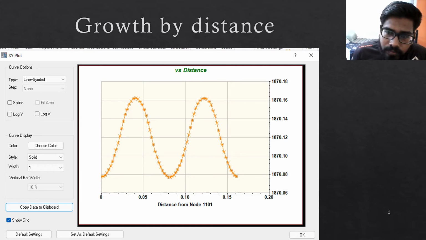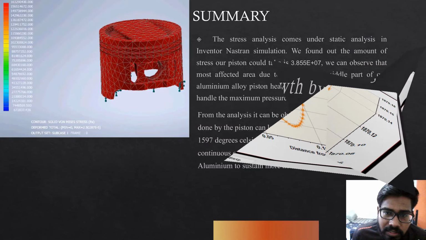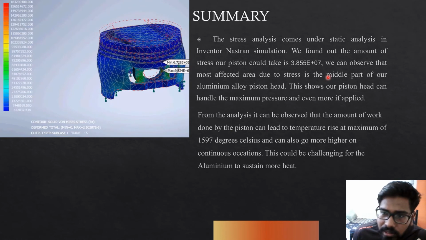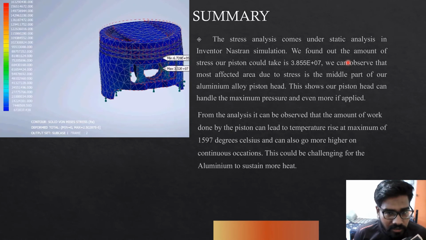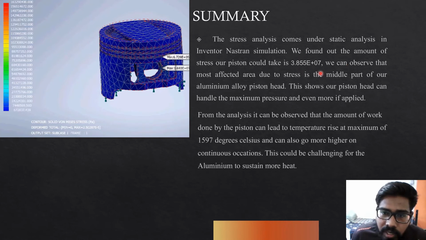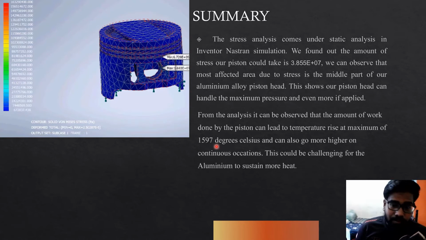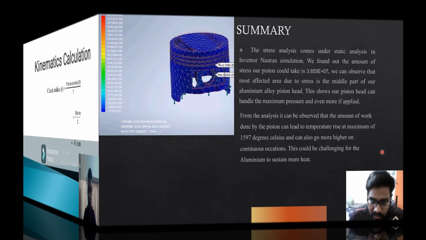Following that, the summary is the stress, and this comes under a static analysis of the Inventor Nastran simulation. We found that 3.855 to the power of 7 of force is applied on the piston, until the piston can bend. Also, the temperature is a maximum of 1597 degrees during this maximum load applied to the current piston. So next we will continue with the calculations.